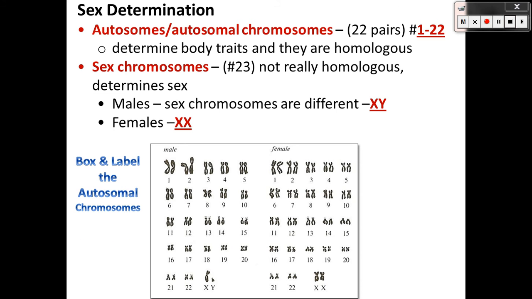Now, if you're following along in your notes, I just want you to box and label all of the autosomes in the pictures that you have in your notes. And you can pause the video if you want to do that at this time.